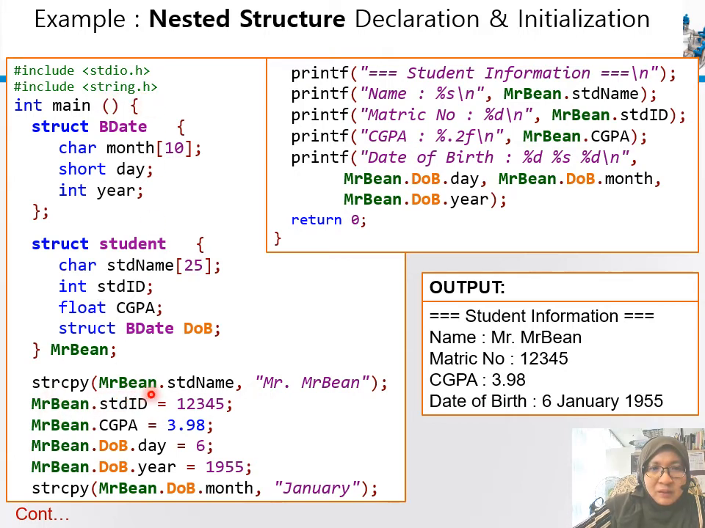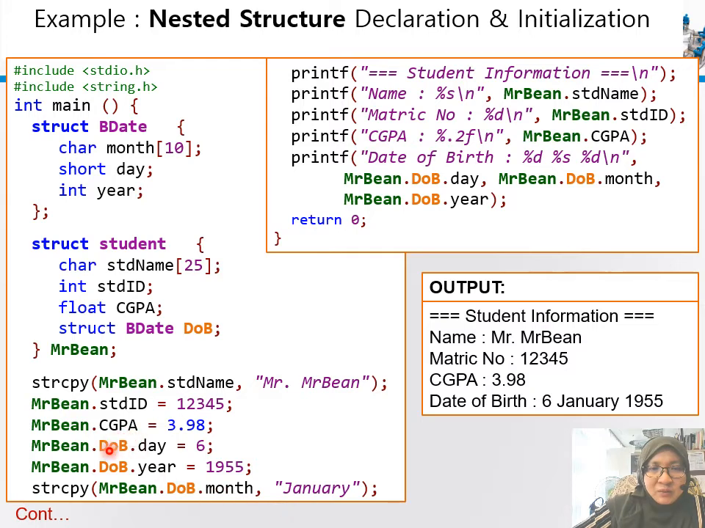You have strcpy for Mr. Bean. This Mr. Bean variable dot student name, you have student name, so this is the data for student name. For student ID, this is the data, 12345. CGPA is of type float, 3.98. Then these three are the nested structure, which is taken from the bdate structure. You have the day, the month, and the year.